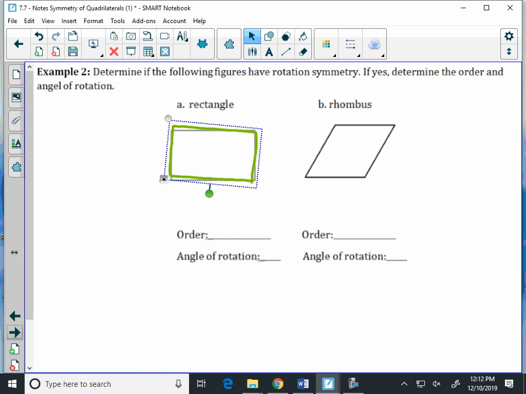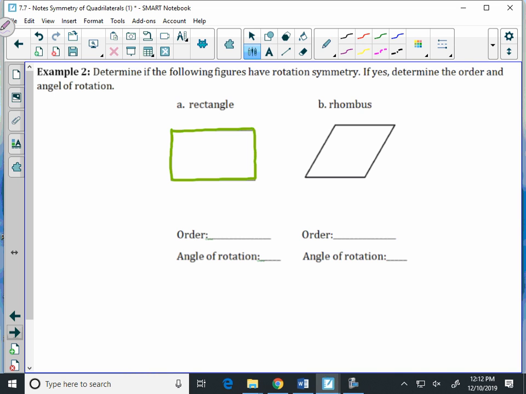Turning it, turning it. There's 1 turn and it maps. And we're back to the beginning. That's 2 full turns and it maps onto itself. So that means the order is 2. If you remember from Unit 4, the order is how many times you can rotate it. So we can rotate it twice.